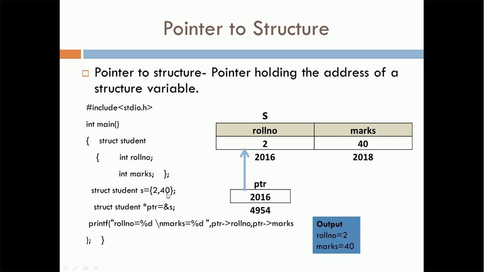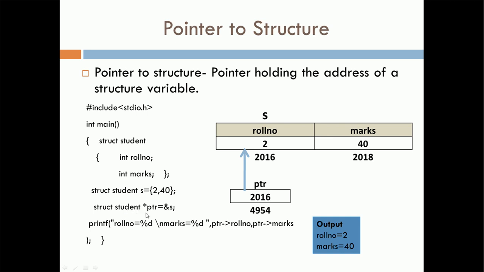Now our task is to create one pointer which can point to the variable s. To create a pointer which can point to variable s, we have to create a pointer of type student. So we write the keyword struct, then student, because student is actually a structure type. So struct student, then we write star ptr. Now ptr is a pointer because we have written a star before ptr. So ptr is a pointer of type student.